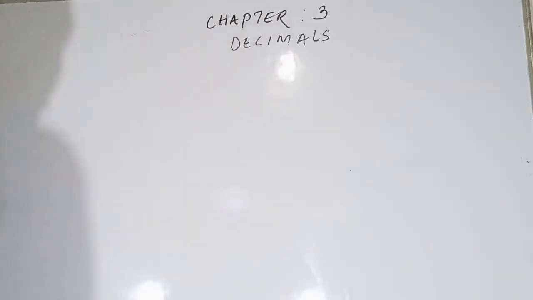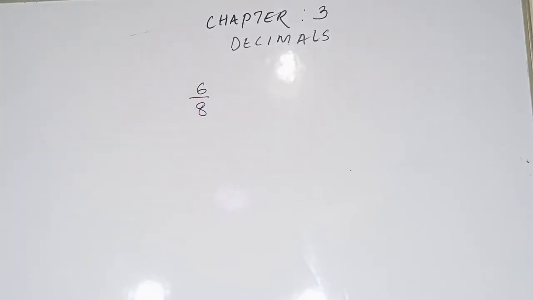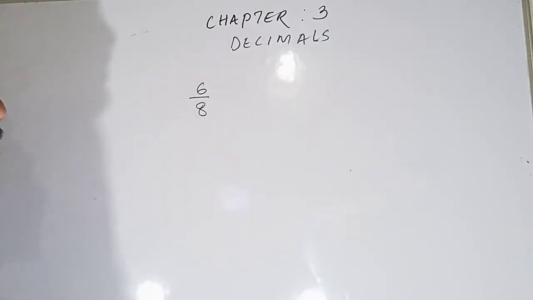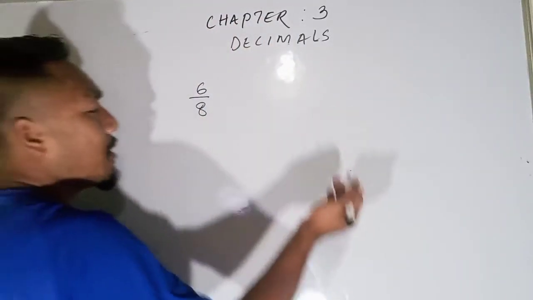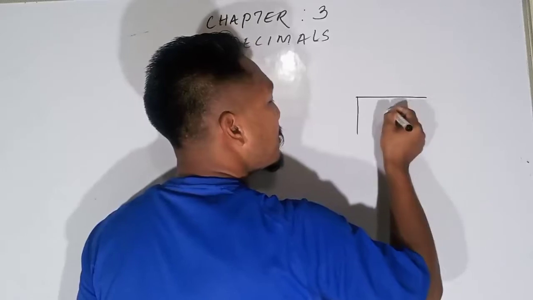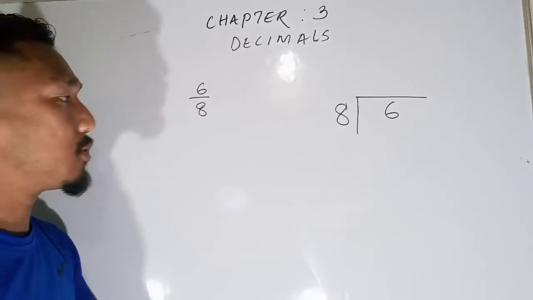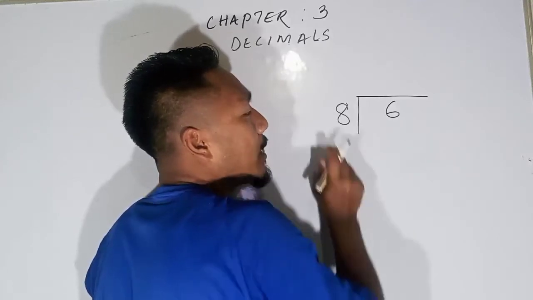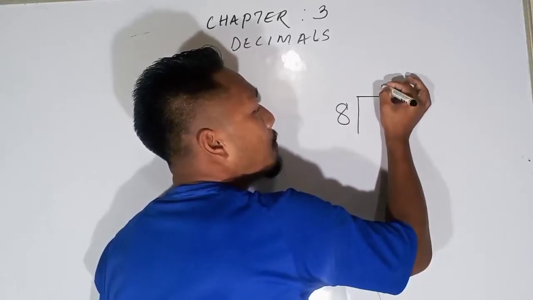But what if the number is something like 6 by 8? If it is a complete fraction, you can either multiply by 100 and do the conversions, or you can divide. It is better you do it this way: divide 6 by 8. Division is much easier. Can 8 divide 6? No, we cannot divide 6 by 8, so we'll put a point here.